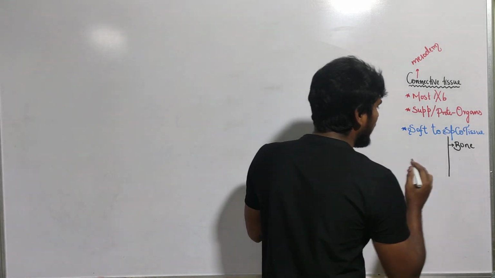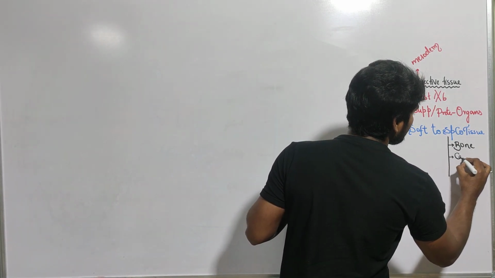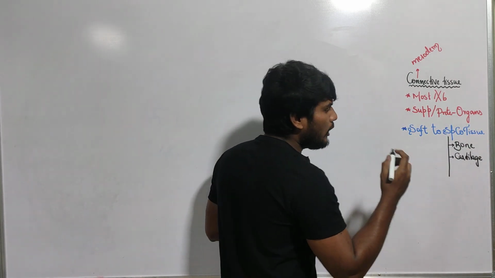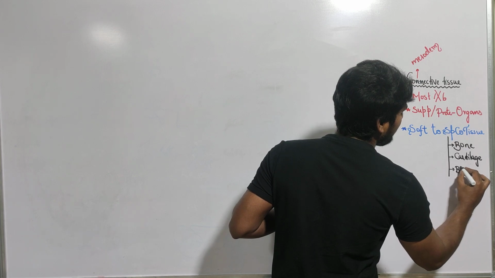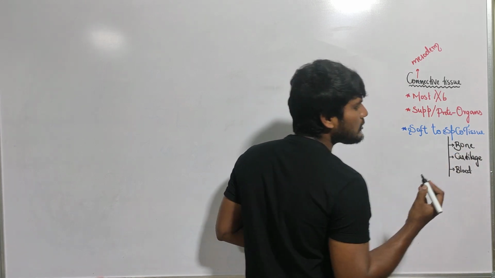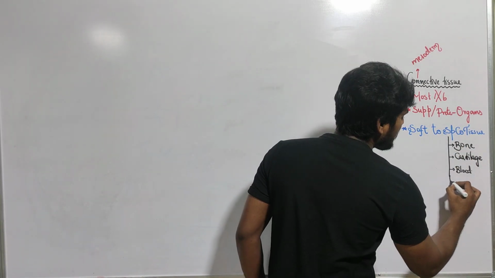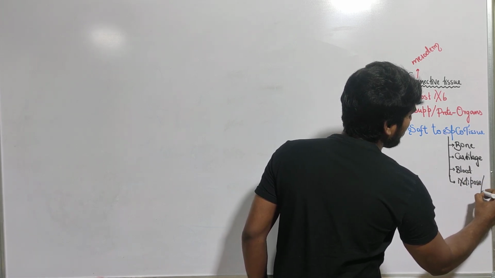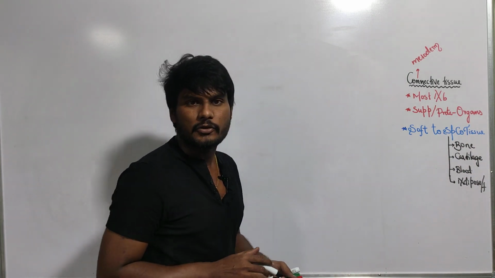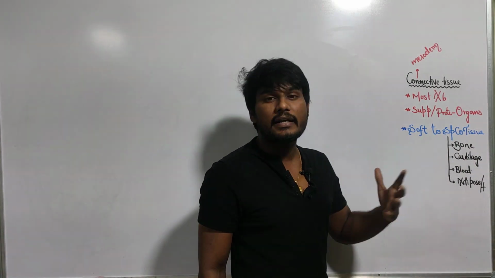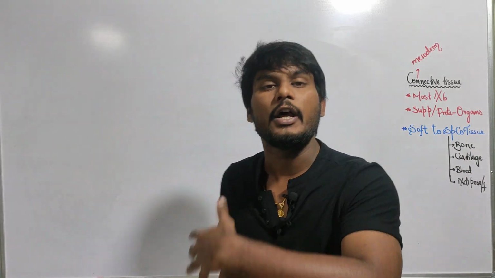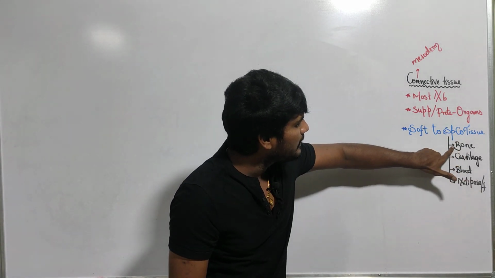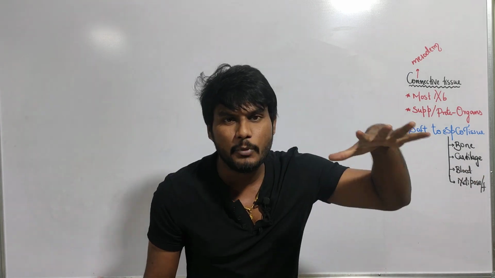And not only bone, along with the bone, cartilage is also a specialized connective tissue. Along with the cartilage, blood is also a specialized connective tissue. And the last one is the adipose tissue, nothing but fat. It is also a specialized connective tissue. So the connective tissue ranges from very soft to the specialized, to perform special functions. What are the specialized connective tissues? Bones, cartilage, blood, as well as the adipose tissue.